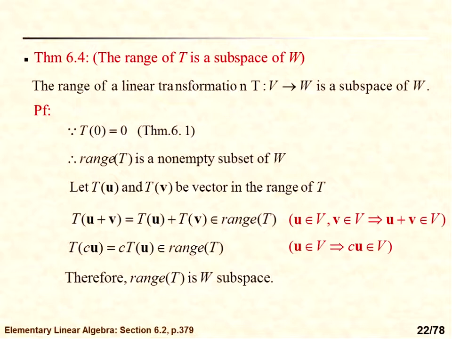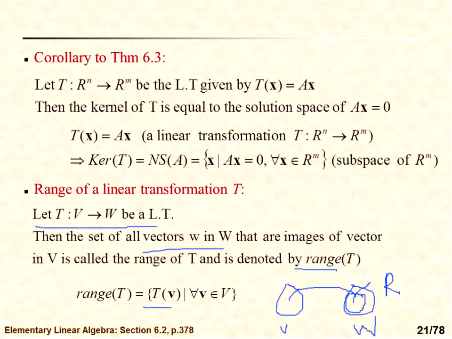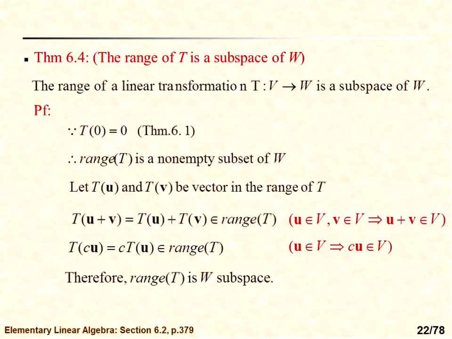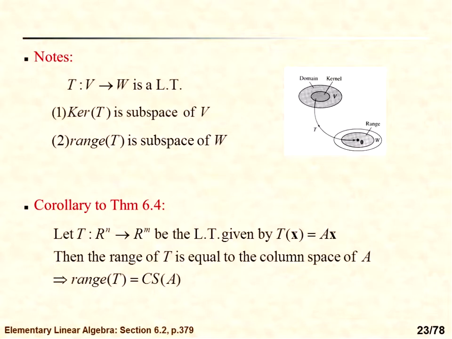The range of a linear transformation T from V to W is a subspace of W. Yes, of course, as we know, range is a subspace of W, as we see here. So next, transformation of 0.